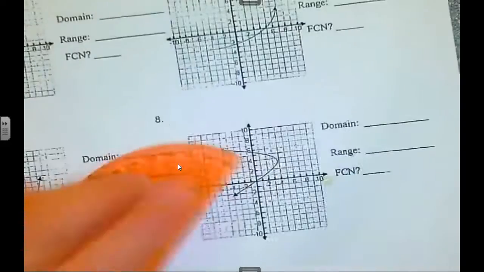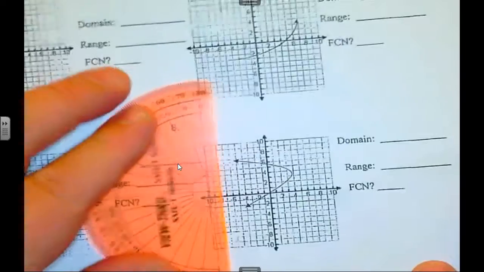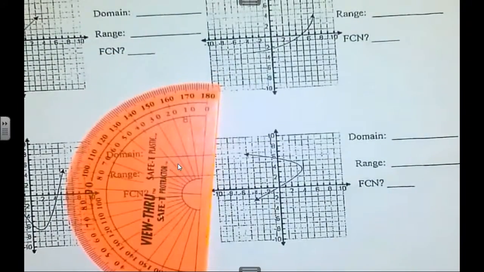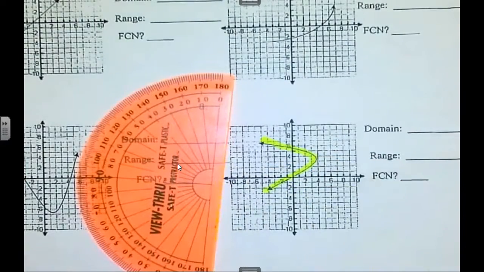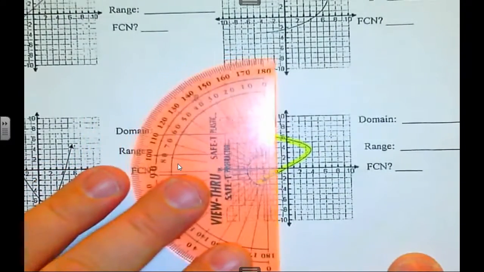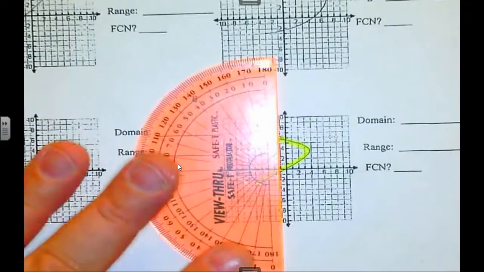How about this one on the back? Here's my function. You know, this looks kind of familiar. Does my vertical line intersect at more than one point? So this is not a function.